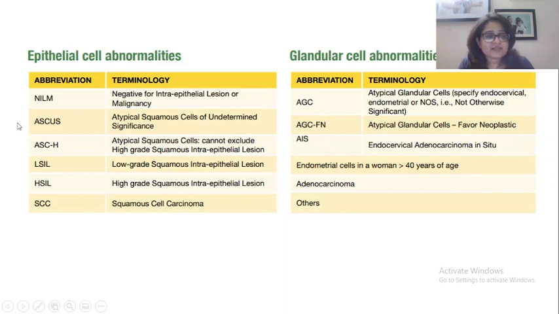In this, remember, ASCUS and LSIL are relatively milder. ASC-H and HSIL are the higher grade. Okay. Glandular cell abnormalities, you could have atypical glandular cells.